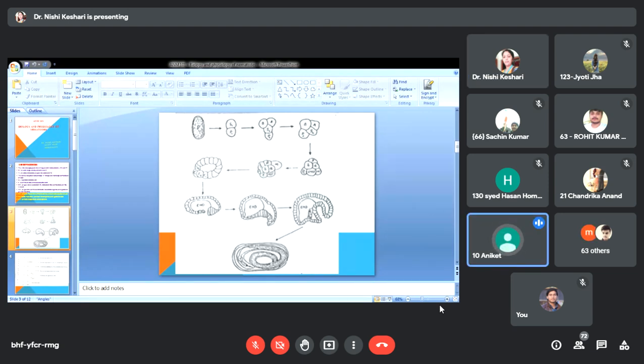Juvenile does not go through metamorphosis. It can only grow in size to become an adult. But a larva undergoes metamorphosis and changes the body form to become an adult. Okay, who is telling that? Your name? I'm Aniket. Very good answer.